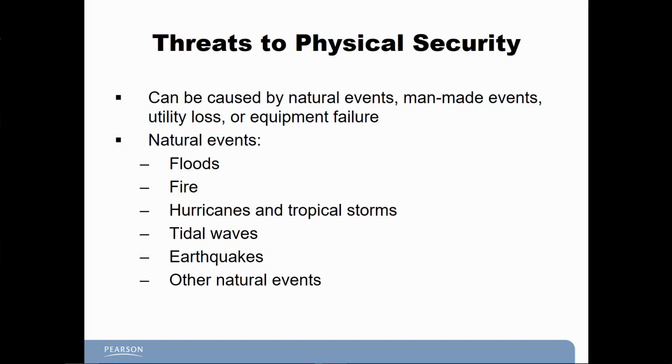So, let's talk about natural events. Natural events could be floods, fire, hurricane, tidal waves, basically any act of God, not man-made events. So threats to physical security could be nature, could be man-made, could be utility, or could just be physical failure.